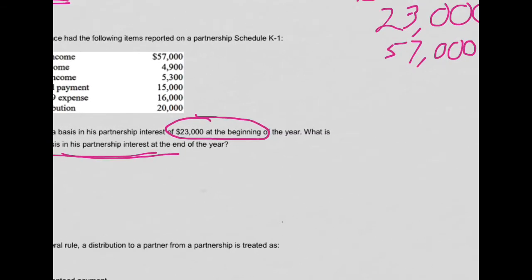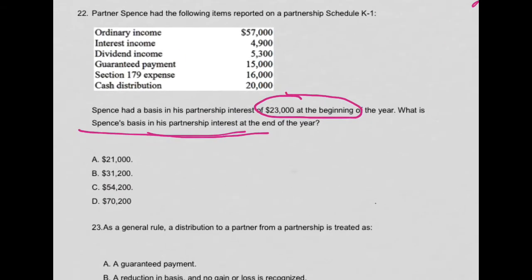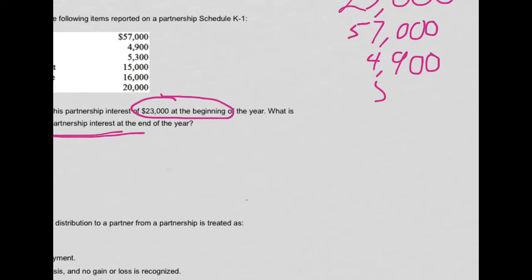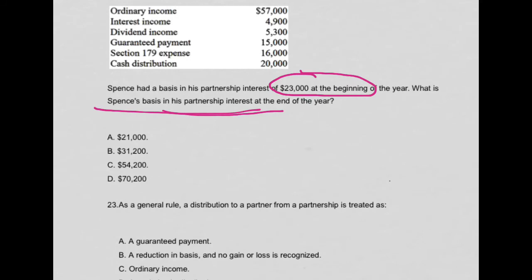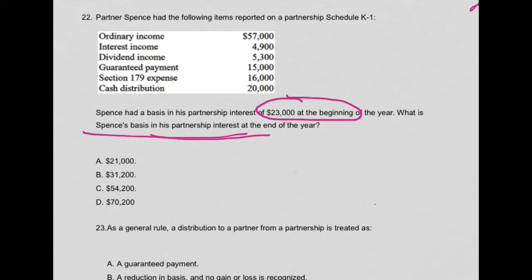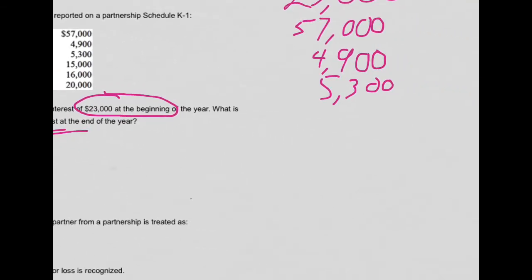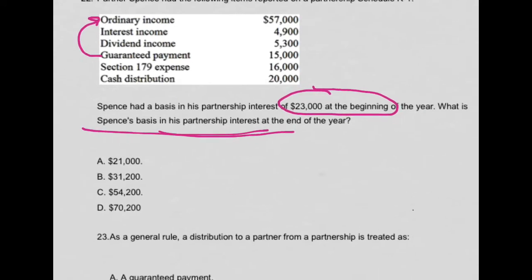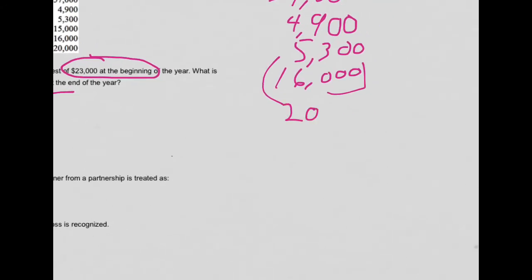Interest income does. That's 4,900. We could have done this a little bit easier by just adding up the ones that do. Dividend income increases basis. That's 5,300. We're still going to have to add all this up. Guaranteed payment has been deducted from the ordinary income, so that really doesn't do anything. It's already been taken into account. Section 179 is separately stated, and so that reduces basis. And cash distribution, that reduces basis.